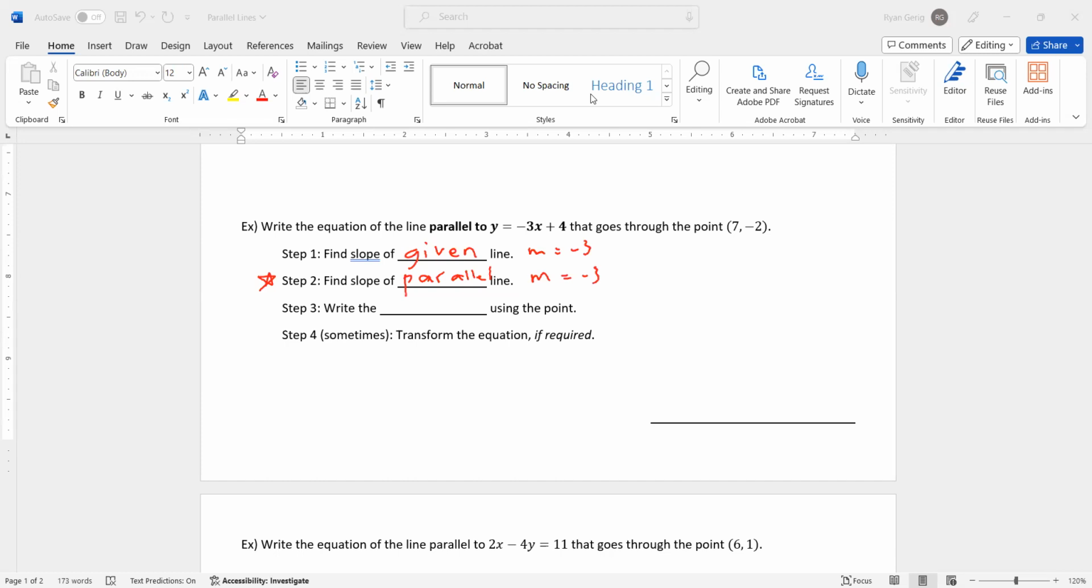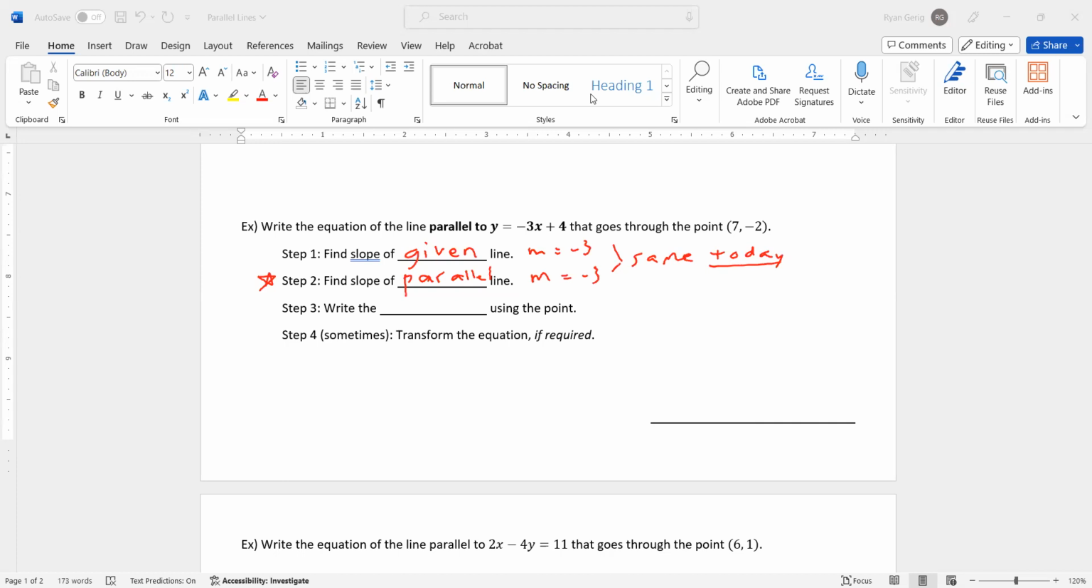Now, you might be like, well, why are we doing this if they're the same? They are the same today. Keyword is today. Tomorrow, this step 2 is the vital key step in figuring things out. Today, it's not hard because you're using the exact same slope.